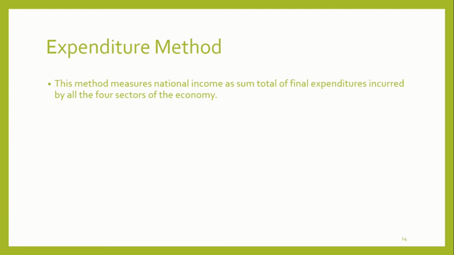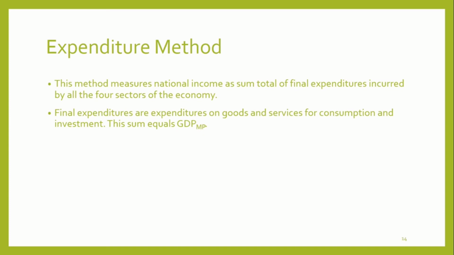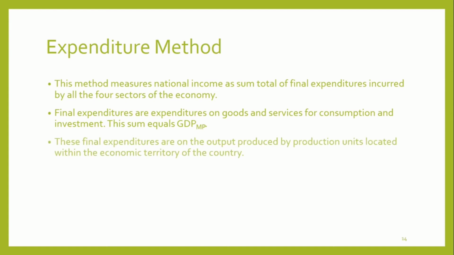Expenditure method. This method measures national income as the sum total of final expenditures incurred by all four sectors of the economy. Final expenditures are expenditure on goods and services for consumption and investment. This sum equals GDP at market price. These final expenditures are on the output produced by production units located within the economic territory of the country.